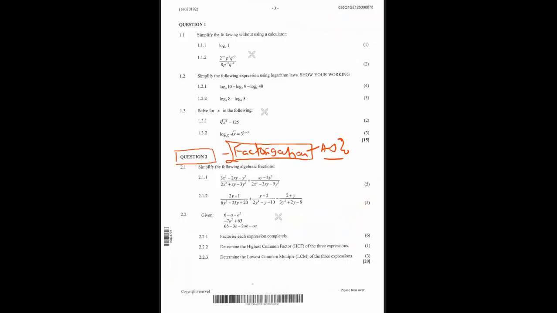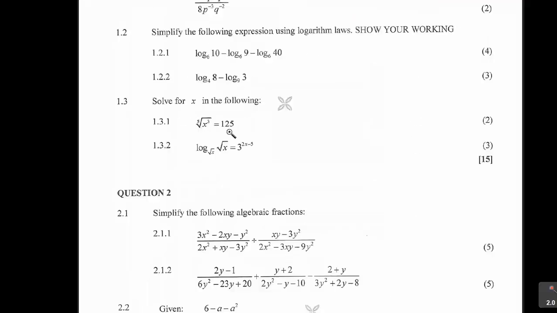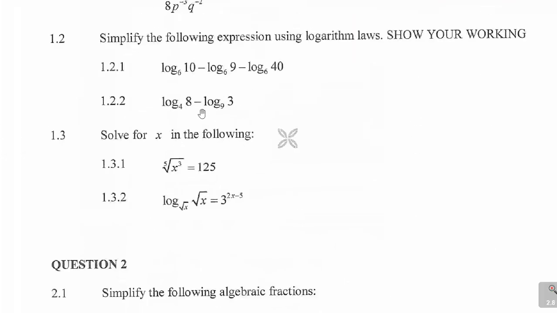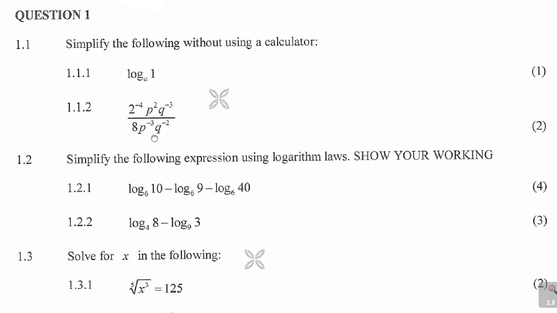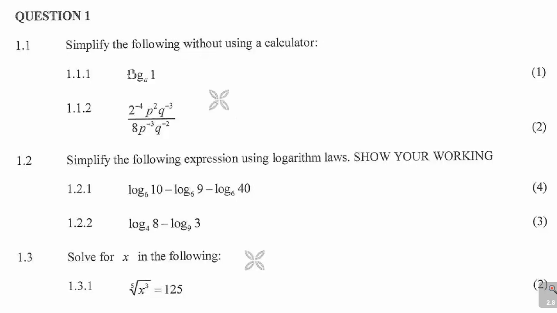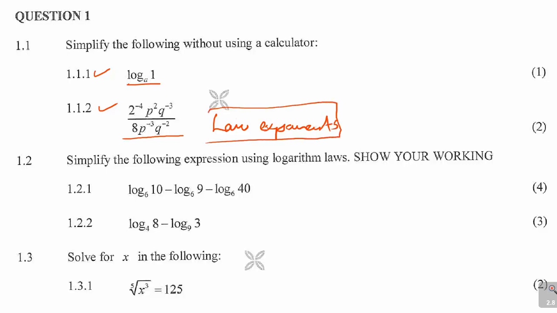So looking at the question in brief again, this was the paper, and question number 1 says: simplify the following without a calculator. So you are simplifying the part. This is 1.1.1, it was basic, 1 mark. 1.1.2, also you are using basic laws of exponents here, so that's what you were relying on.